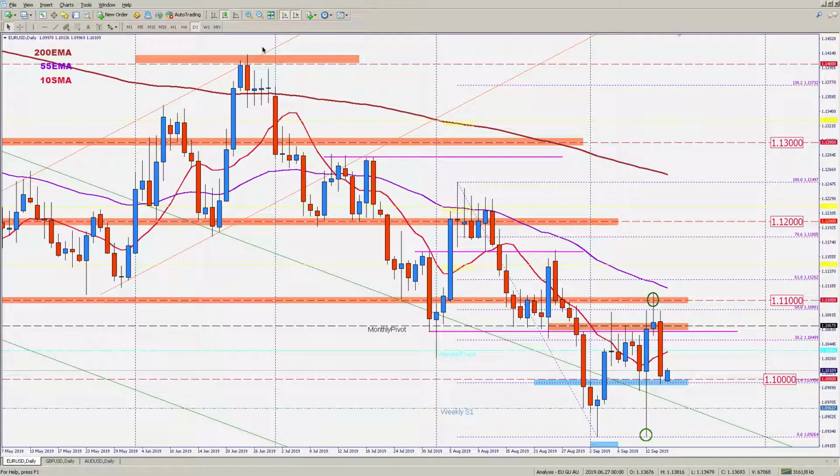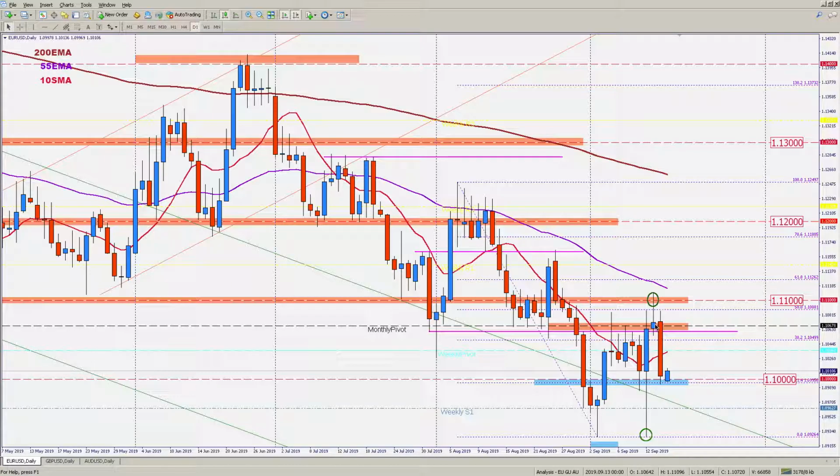Let's start off with the Euro dollar. After last week's ECB announcement on Thursday, there was a slight follow through on Friday, just to spike through the 111 round figure level before pulling back to close near the monthly pivot.